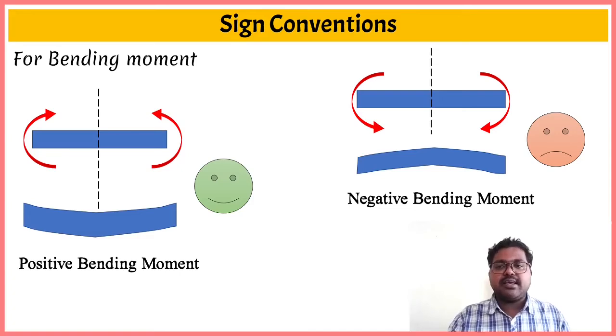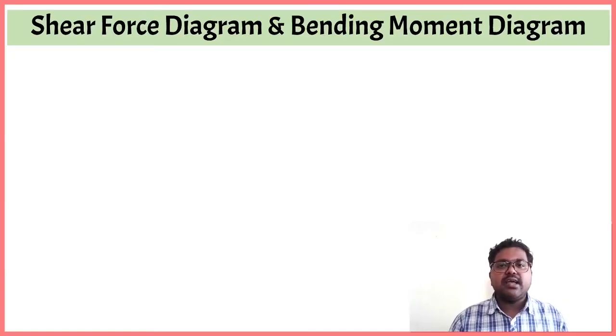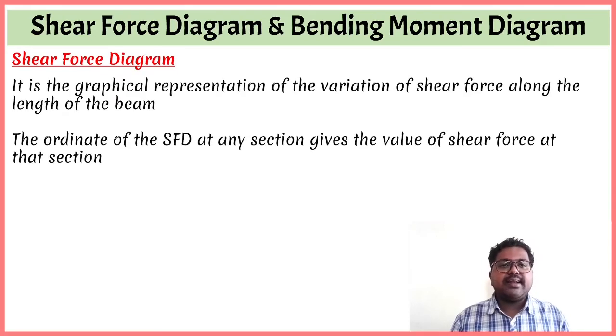So next, let us see the shear force diagram, SFD, and the bending moment diagram, BMD. Shear force diagram is the graphical representation of the variation of shear force along the length of the beam. So at any section, we have to take what the shear force is. Likewise, the variation of the shear force throughout the beam, if it is represented in a graphical or diagrammatic representation, that is called the shear force diagram. The ordinate of the shear force diagram at any section will give the value of shear force at that section.